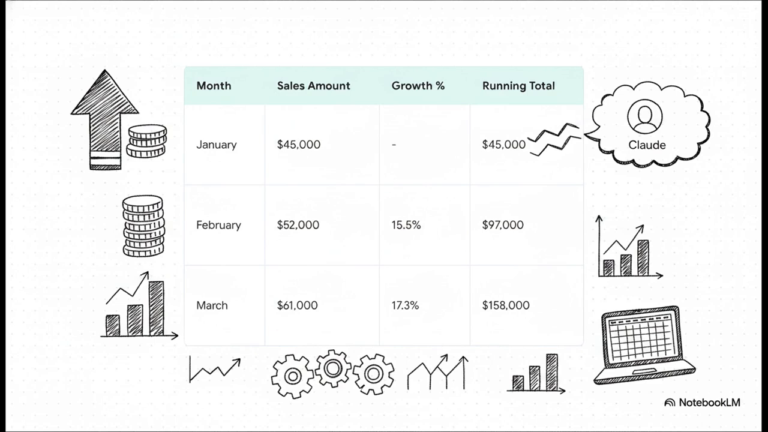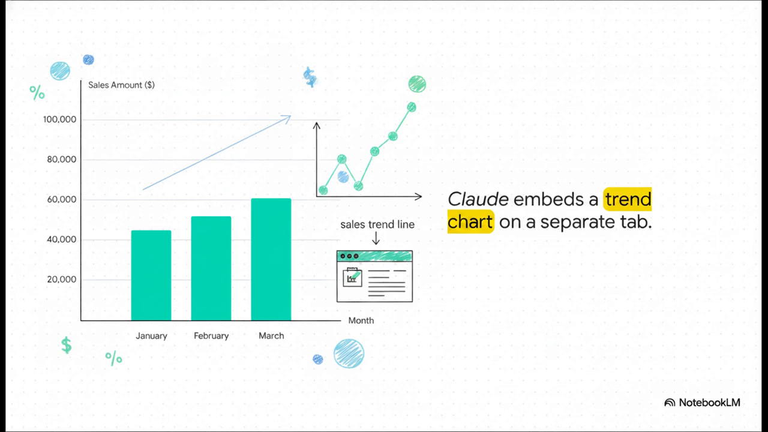Let's look at a really concrete example to see how this works. Say a manager needs a Q1 sales report. They have raw revenue for January, February, and March. So they just prompt Claude for columns showing the month, the sales amount, the month-over-month growth, and a running total. Right away, Claude structures all that data and perfectly formats the currency. But it actually goes a step further. It proactively embeds a corresponding sales trendline chart on a completely separate tab within that very same workbook.